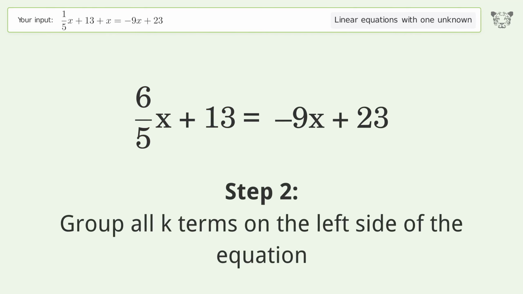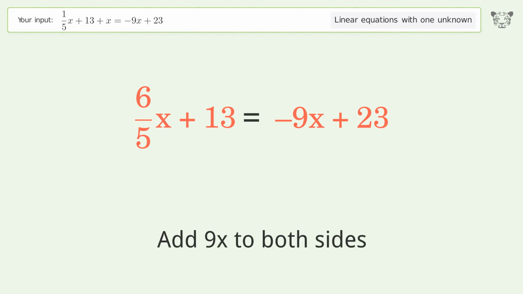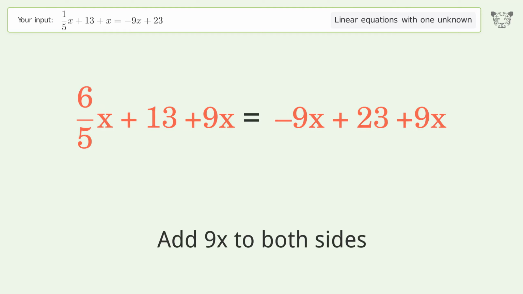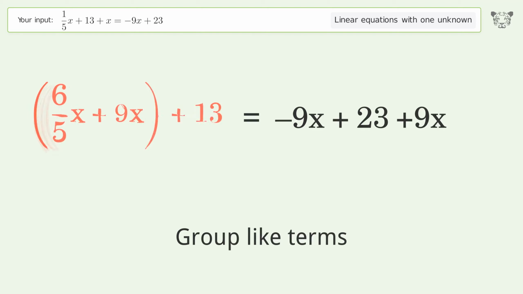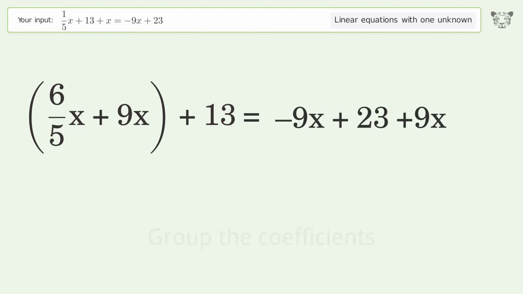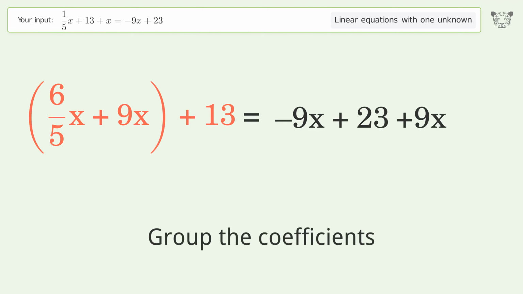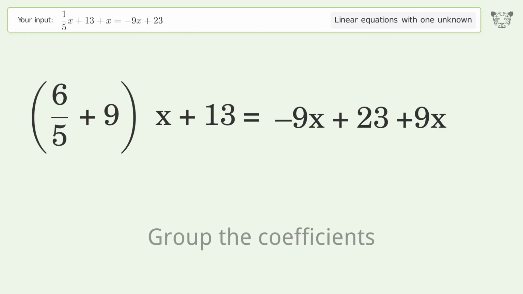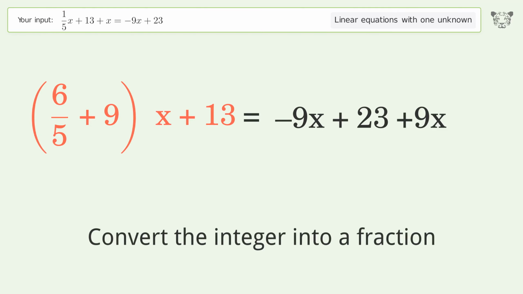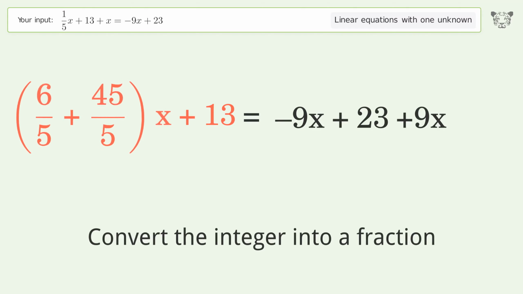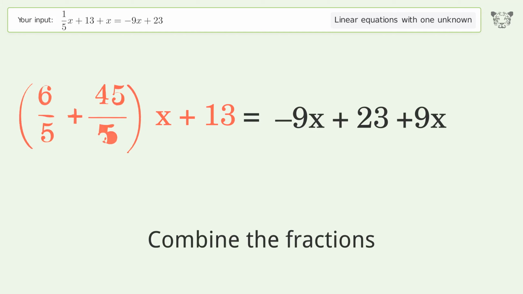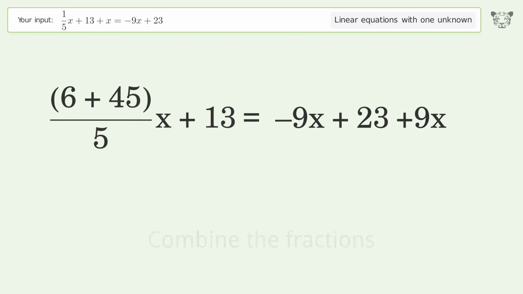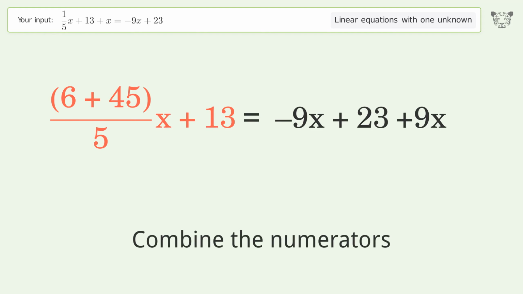Group all k terms on the left side of the equation. Add 9x to both sides. Group like terms. Group the coefficients. Convert the integer into a fraction. Combine the fractions. Combine the numerators.